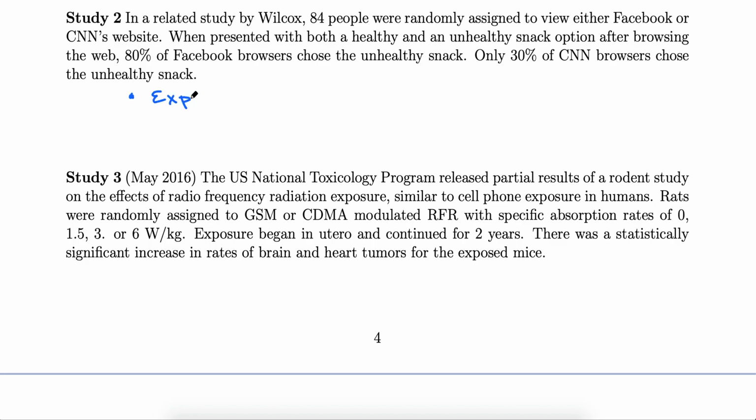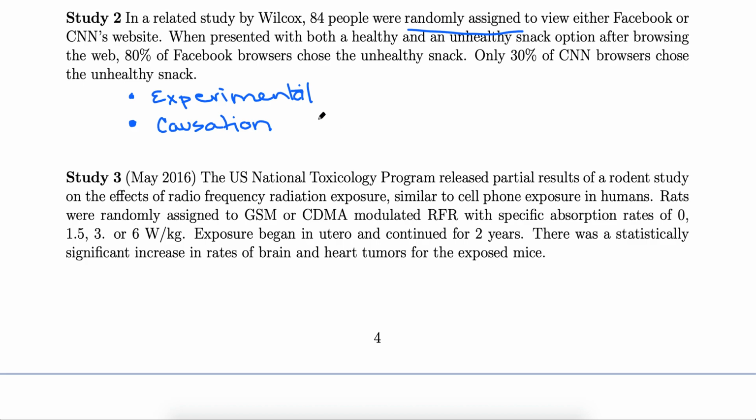Hopefully you said experimental. The difference here is that subjects were randomly assigned to a particular group, Facebook or CNN. So they were told what to do. They weren't observed just doing what they naturally do. Then, because it's experimental, we can say that this big difference is actually a cause and effect kind of difference. We can show causation because there are no lurking variables.